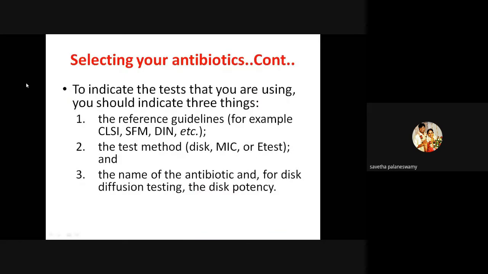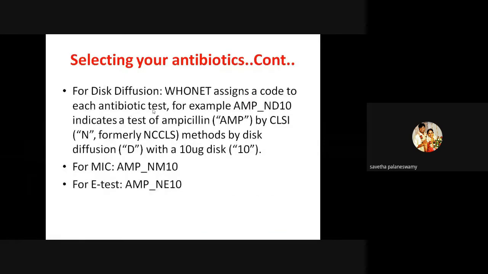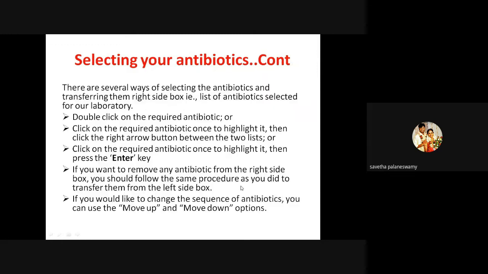Before that, I have to tell you that you can see AMP underscore MD10. So what does each part stand for? AMP is the three-letter code for the antibiotic, N is for the formerly NCCLS, D is whether you are using a disk method, and T is the unit of your antibiotic. Likewise for the MIC, here it is an M. For each test it will show us an NG. Okay, so how are you going to select the antibiotic?